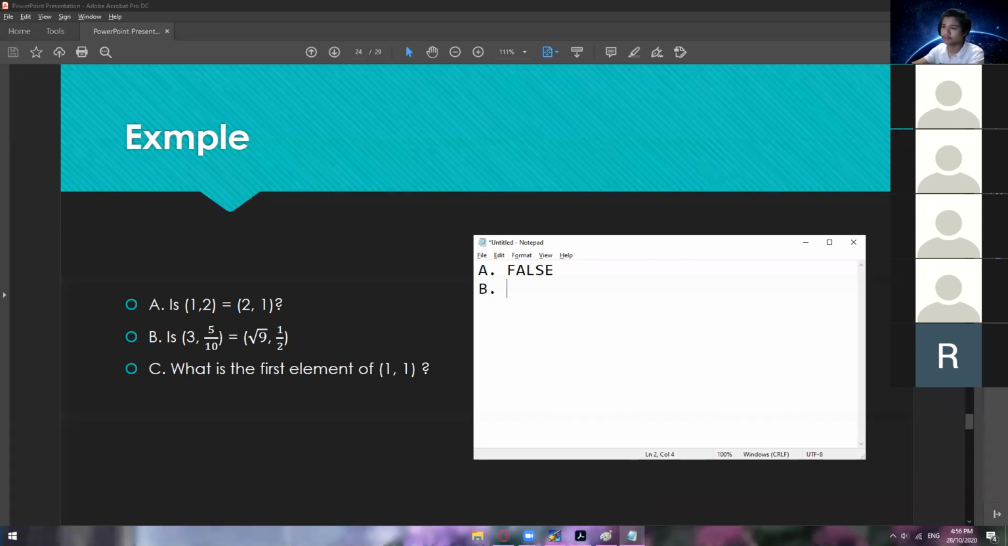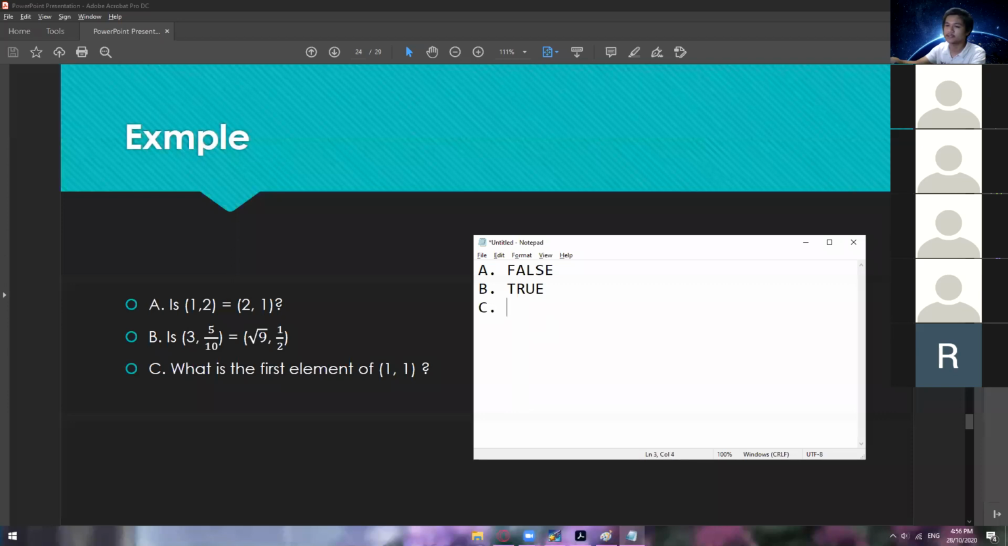How about letter B? True, sir. Letter B is true. So you can simplify this one further. So 3, 6 is this, and then 5 halves is 1 half. And then here, if we're going to simplify this one, square root of 9 is 3, which is the same with this one. And then 1. So letter B is true.